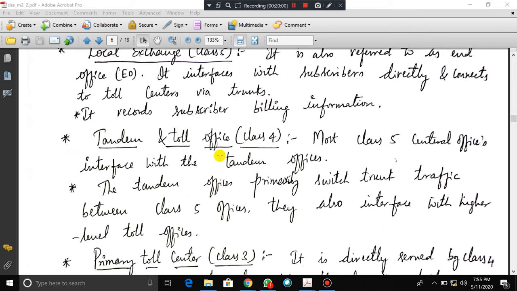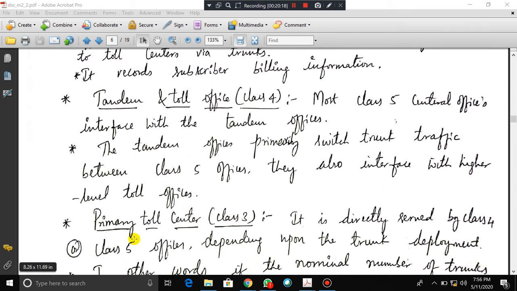Tandem and toll office, that is class number 4. Most of the class 5 central offices interface with the tandem office. The tandem office primarily switches the trunk traffic between the class 5 offices. They also interface with higher level toll offices.